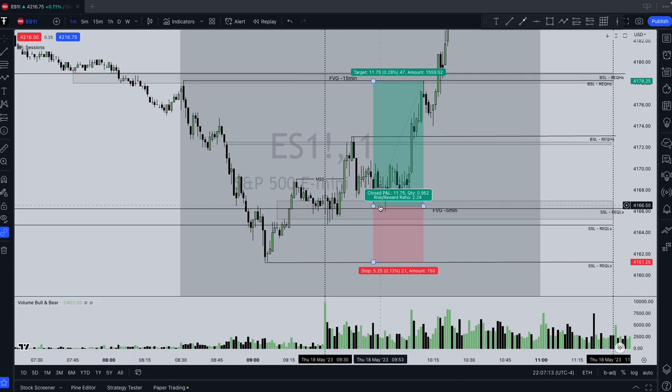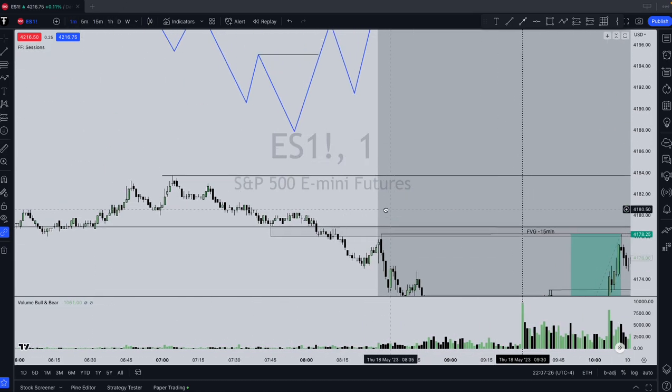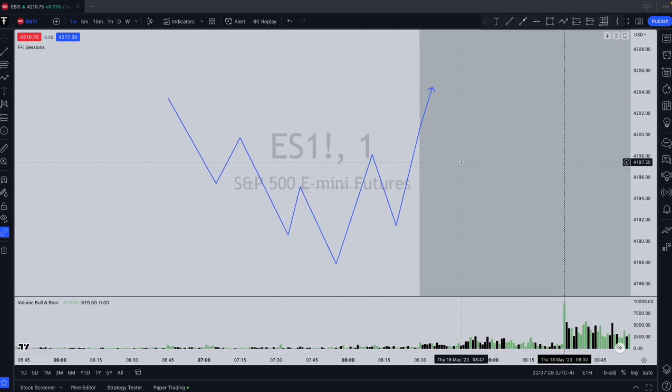It involves ICT, fair value gaps, sell side liquidity, buy side liquidity, and balances. And it involves no daily bias, right? So no daily bias is needed for this. We are on such a smaller time frame, right? So what does this setup involve, right?